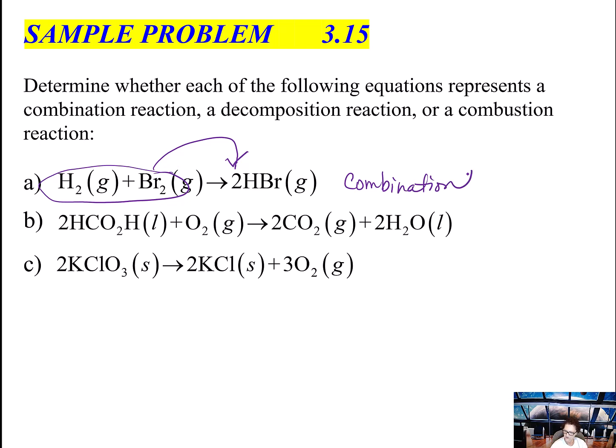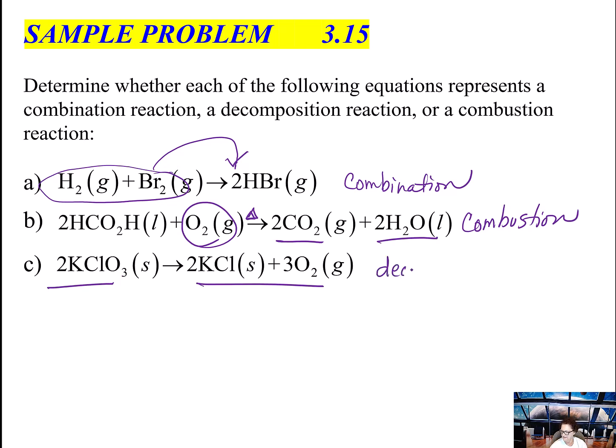You have two things again, but one of them is oxygen, and our products are CO2 and water, so it is combustion. And sometimes you'll see this little delta symbol over here. That stands for heat. And then the last one, we've got one thing, and we split it apart into two things. And so that is a decomposition reaction. Simple, simple. Okay? All right.